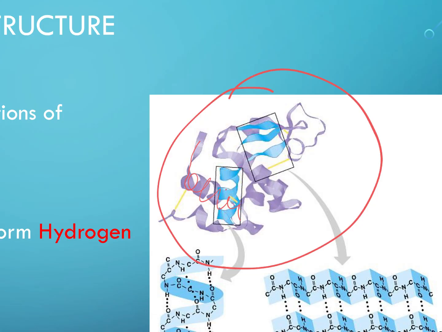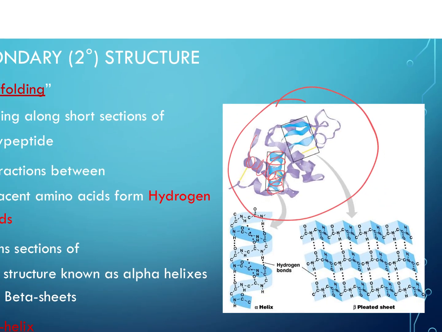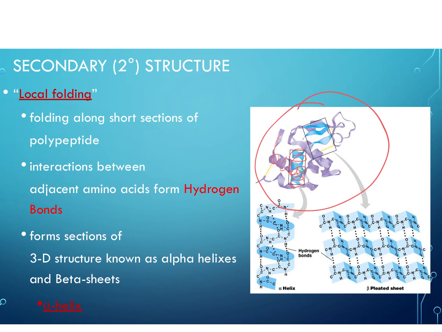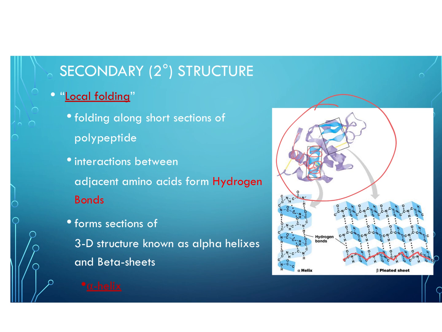The one that looks like this twirly spiral, that is what we call an alpha helix. And the ones that are kind of flat like this, we call beta pleated sheets. Now, these 2 are the most common shapes that we see in these proteins. And this is all based on the interactions between the amino acids and forming these hydrogen bonds. This is something to know right here, okay?